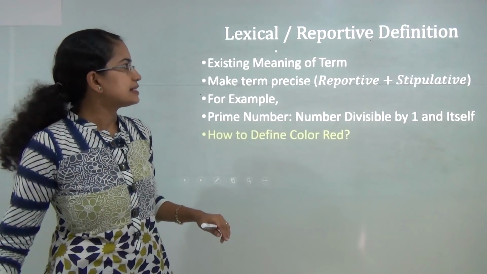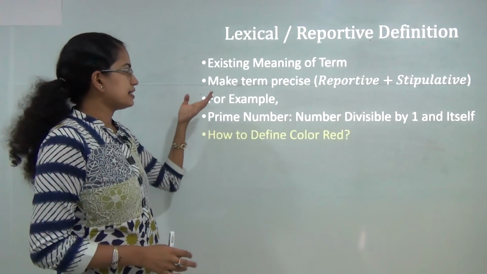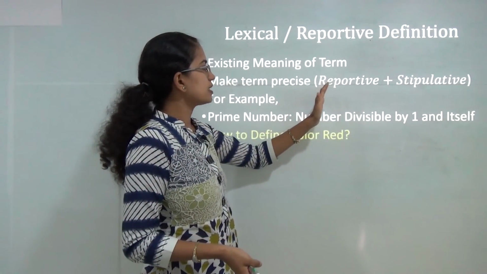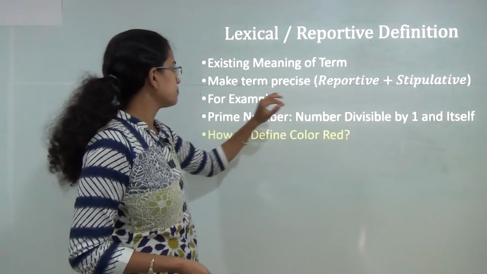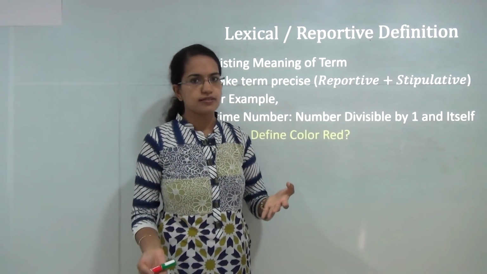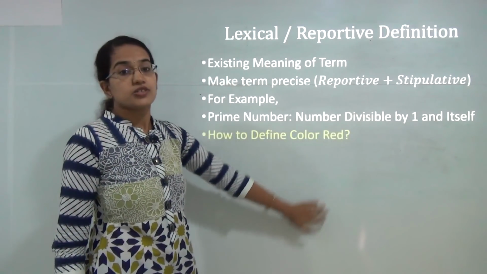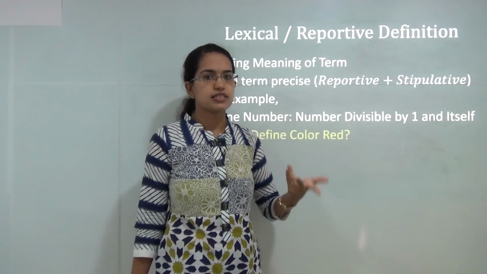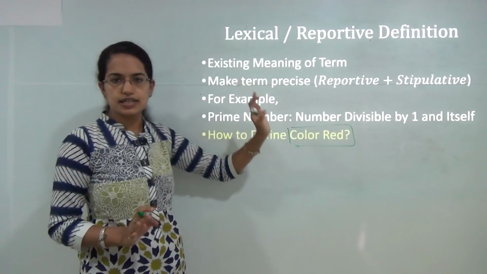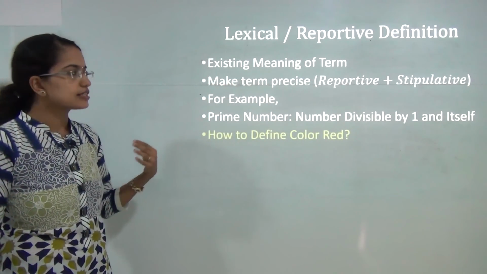First is lexical or reportive definition. Lexical means I am straightforwardly listing the meaning of the term. I am trying to make things more precise, bringing it into the form of a sentence, and it is a mixture of reportive and stipulative, which we will see later. For example, if I want to define prime number, I can say a prime number is a number which is divisible by itself and 1. But under lexical definition, I cannot define the color red. So there was a need to interpret and understand the various different types of definitions. A definition which could define the color red would not be a part of the lexical definition. Under lexical definition, I can precisely define what actually happens, or explain the meaning of the term.